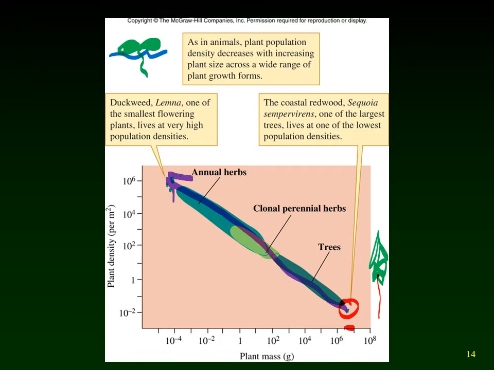And so we're going from the trees to clonal perennial herbs. So these are things like grasses, things that die back every year. They're not woody like the trees and shrubs. And then these are the annual herbs, which are even smaller. And they have to set seed every year and sprout back from the seeds.